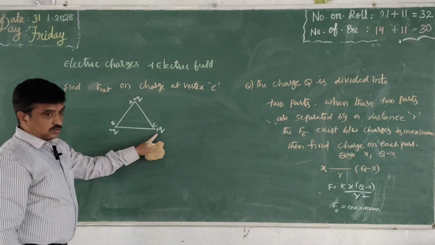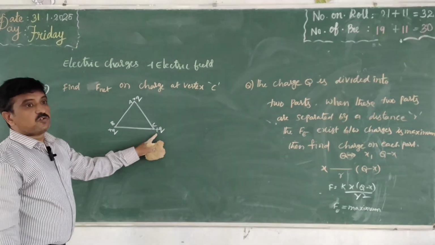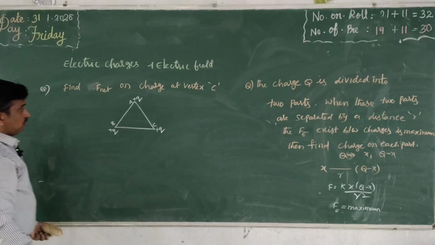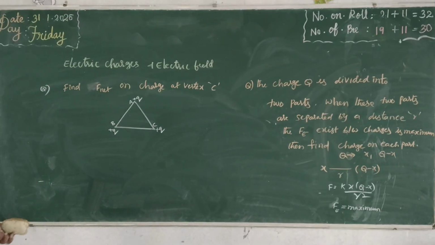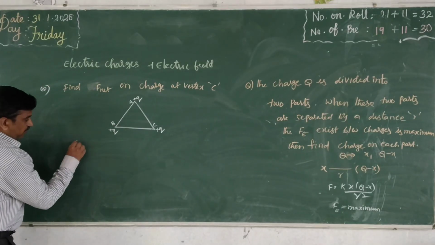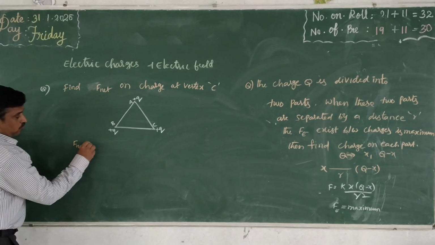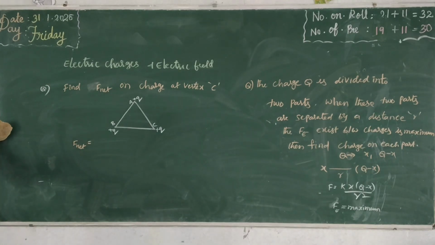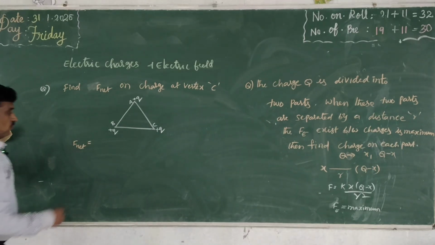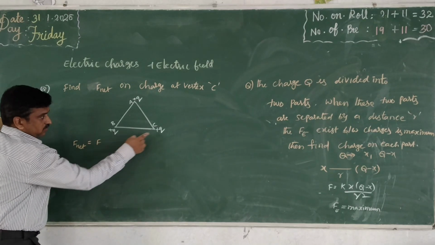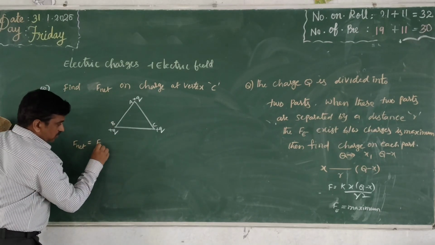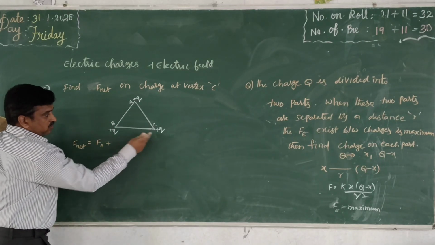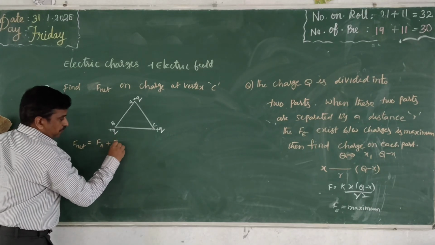On this charge C, what is the net force acting on C? That we find out. According to the principle of superposition, what can we write? F net equals the force on C due to A, FA, plus the force on C due to B, FB.